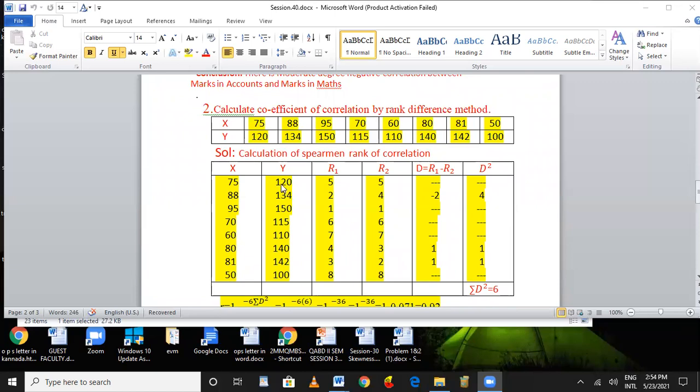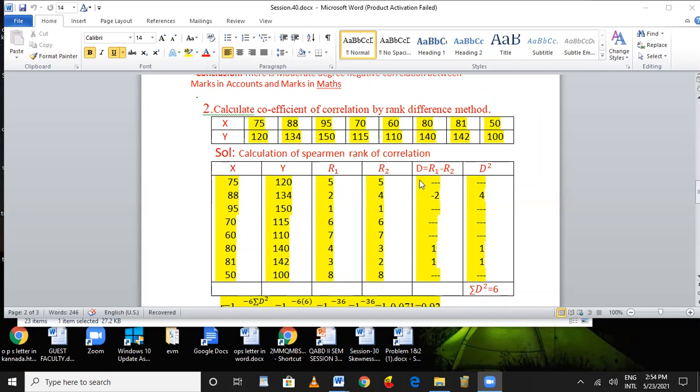Then in the Y series, the first rank is for 150, second rank 142, third rank 140, fourth rank 134, fifth rank 120, sixth rank 115, seventh rank 110, eighth rank 100. You have assigned the ranks for both X as well as Y, and you have got R1 and R2. R1 means the ranks given by the first judge, and R2 the ranks given by the second judge.